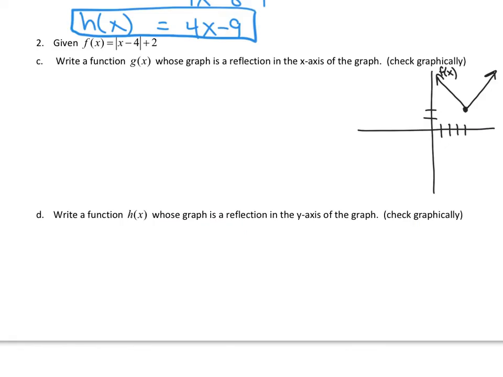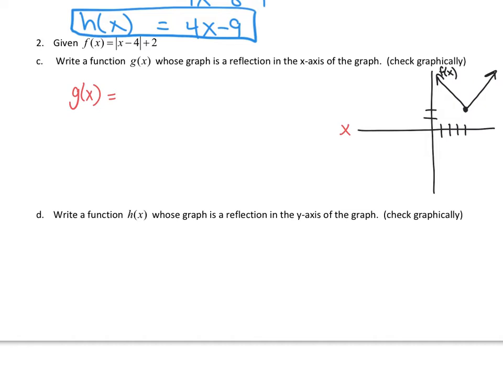Okay, so for this next one, number 2, we're going to be given f of x equals the absolute value of x minus 4 plus 2. The graph is shown to the right. Letter C, it says to write a function g of x whose graph is a reflection in the x-axis of the graph. And then it says to check graphically. So in the x-axis of the graph, same thing as over the x-axis. So that means that it's a vertical reflection.